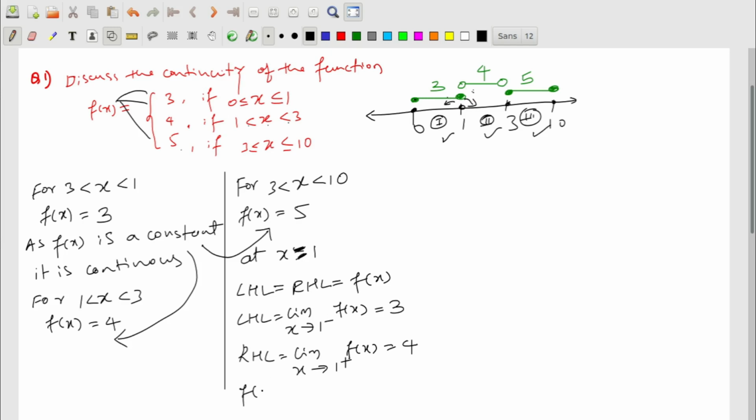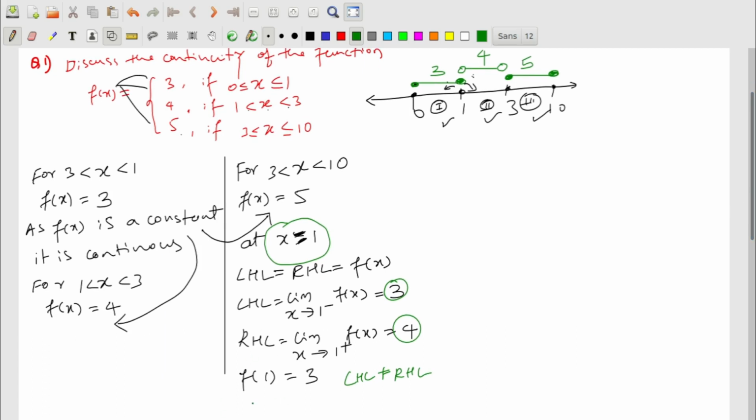And what about f of 1? When x is 1, the value of the function is 3. So here you can clearly see this LHL is 3 and RHL is 4, right? So now LHL is not equal to RHL. Hence the function is not continuous at x is equal to 1. You can write a sentence here: it is not continuous at x is equal to 1.